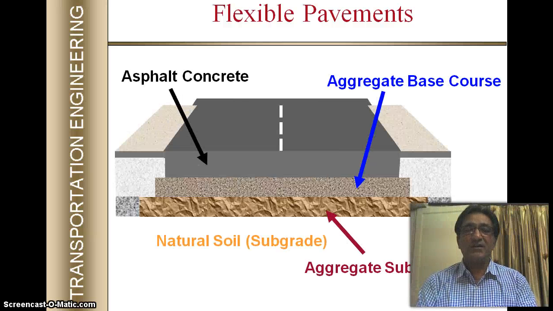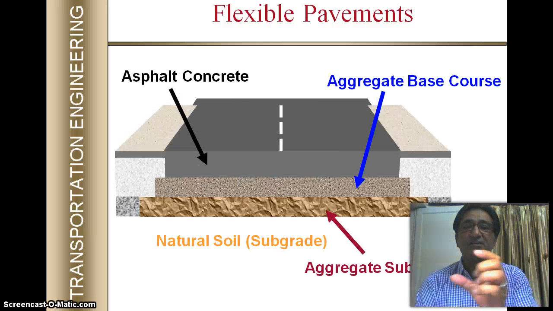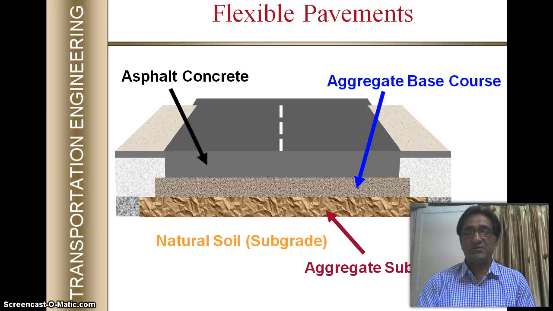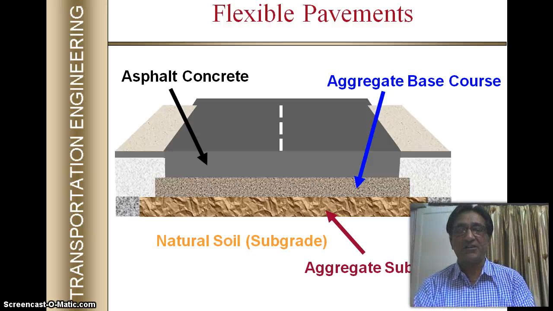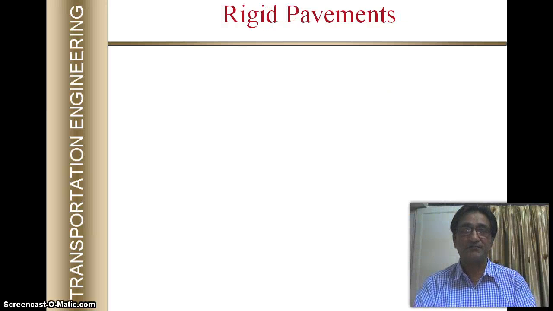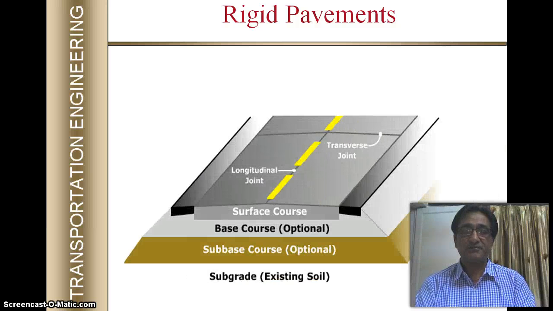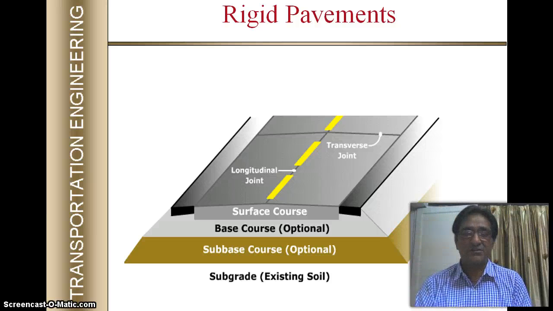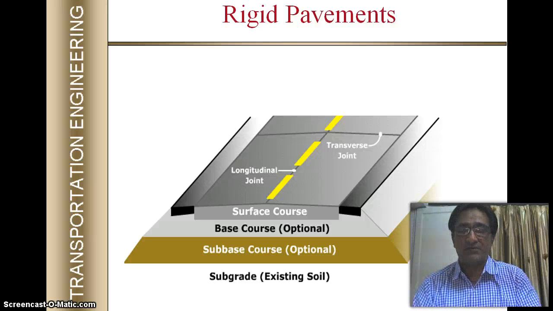Flexible pavement. Let us understand various layers of the flexible pavement. It includes natural soil, that is the subgrade, above which are the aggregate subbase course and aggregate base course, and on the top is a bituminous concrete layer, that is the wearing course. Rigid pavements. The various layers of the rigid pavements are subgrade, base course and surface course, in which the subbase course and base course are optional.